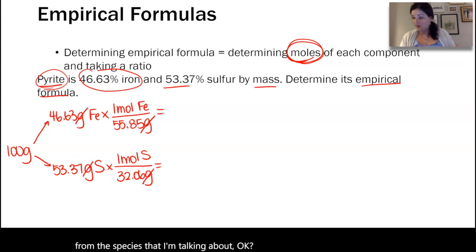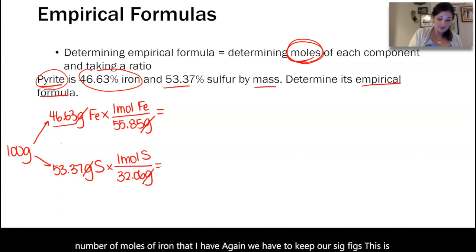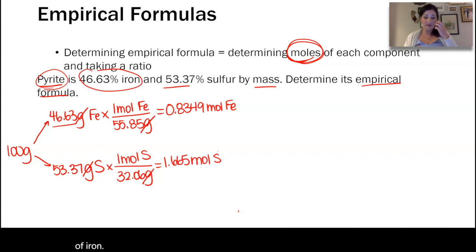So the number of moles of iron that I have, again, we have to keep our sig figs. This is really important for these types of problems, to keep sig figs. Okay, so if I have 4, I need to have 4. 0.8349 moles of iron and 1.665 moles of sulfur. Okay?